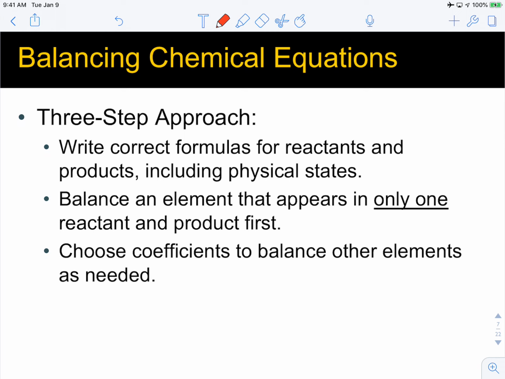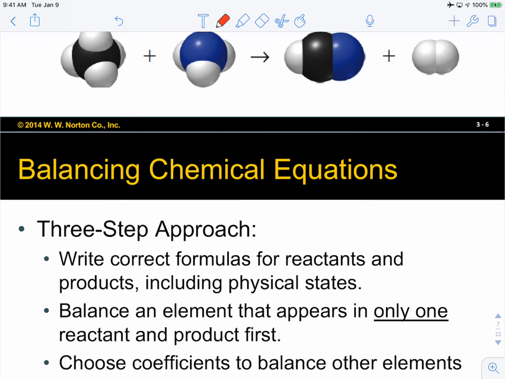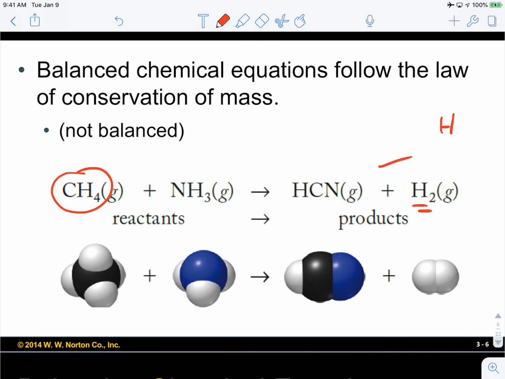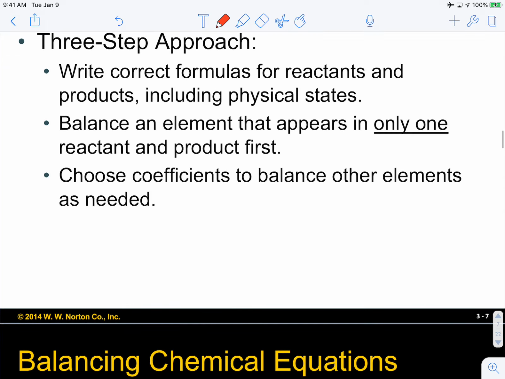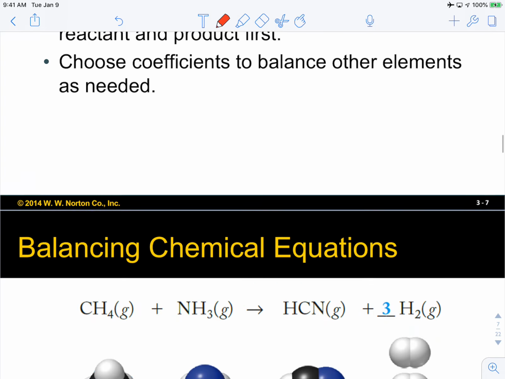And then this is just a suggestion. Balance an element that appears in only one reactant and product first. It just makes it easier if you do this. So if you will, don't start here with hydrogen because it appears here and here and here. It makes it more difficult. Start with carbon and then maybe move to nitrogen and then finish with hydrogen. That will help you in the process. And then choose coefficients to balance the other elements needed.